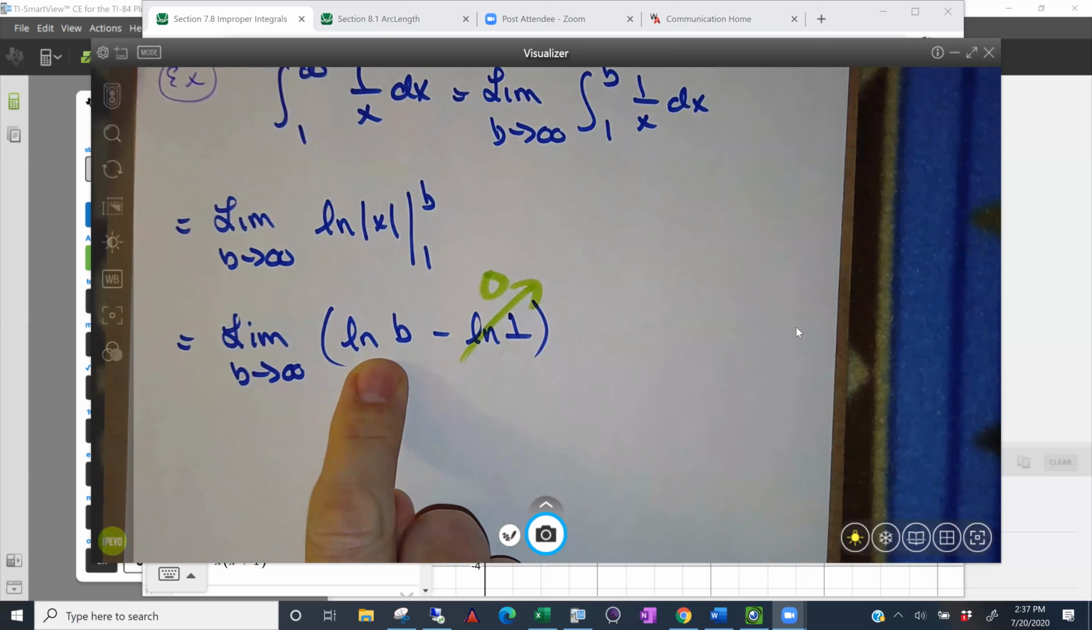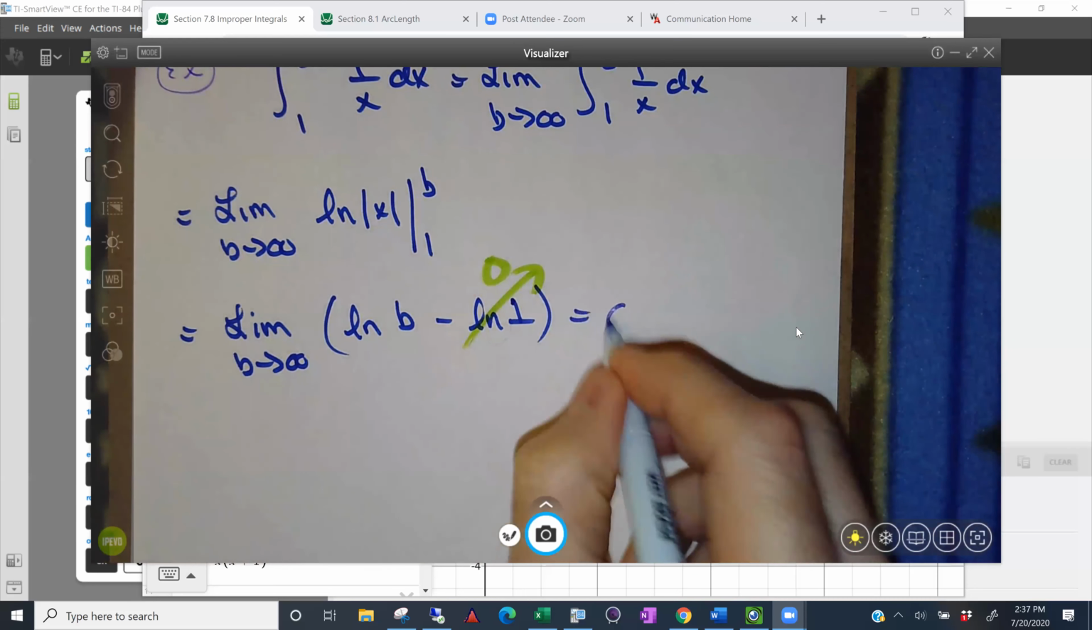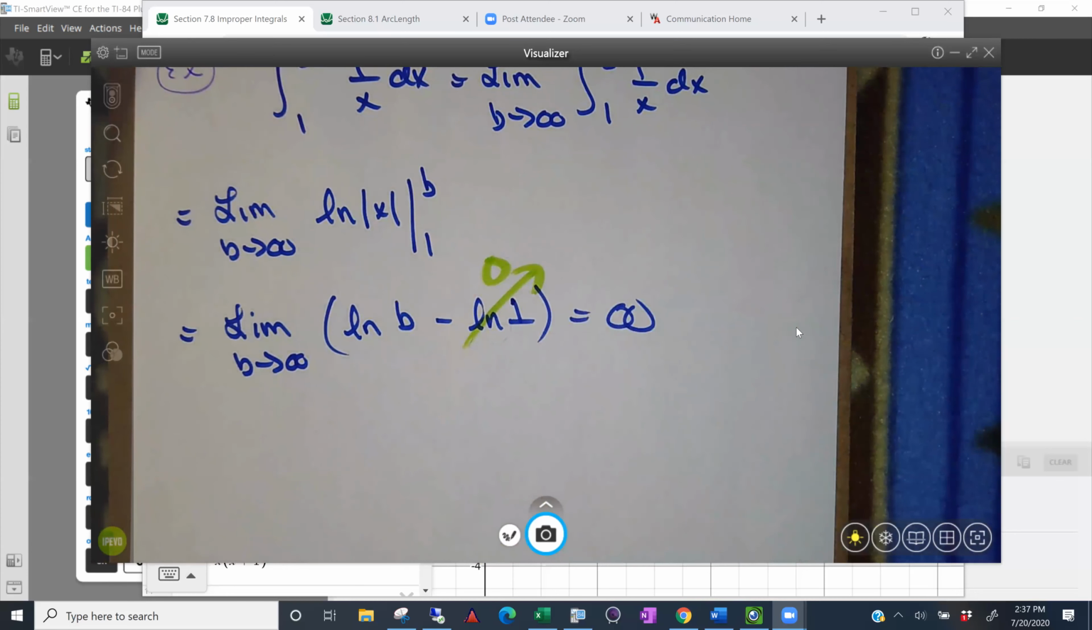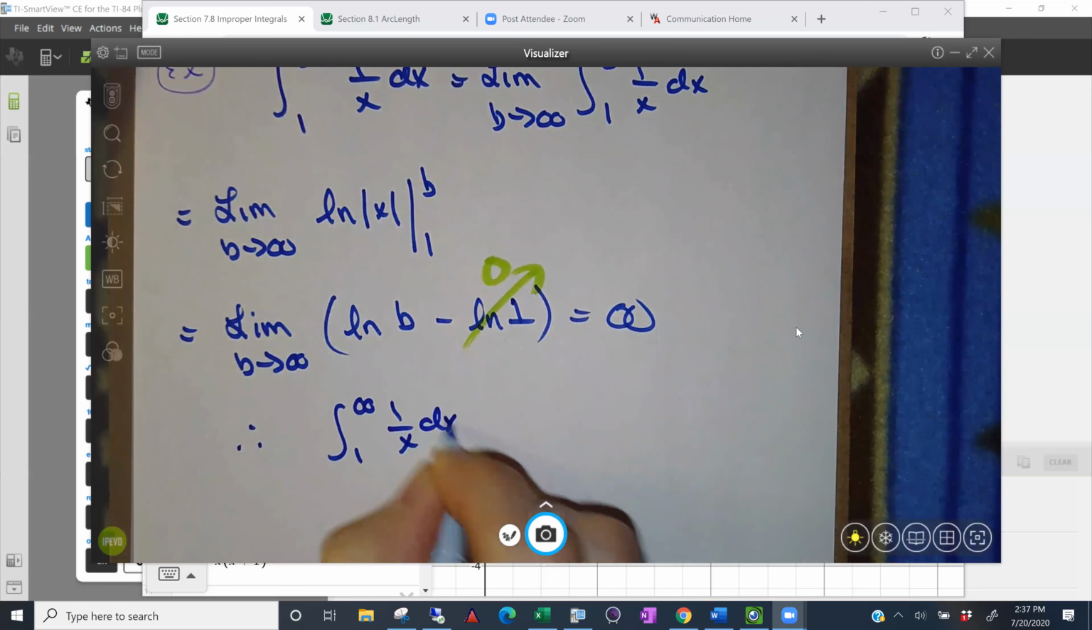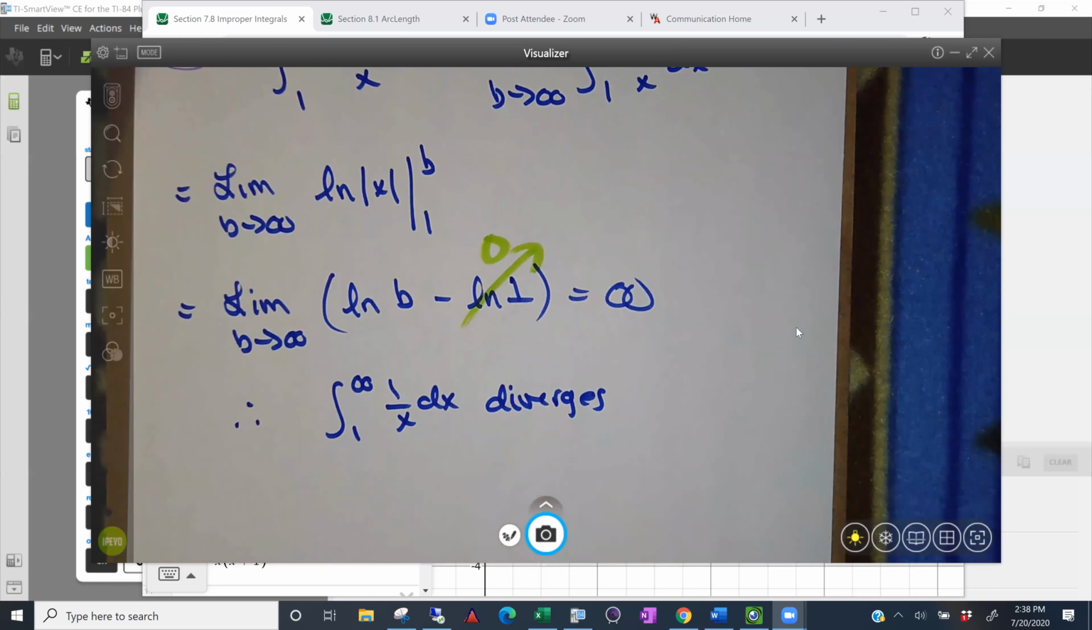Well, what's going to happen as b approaches infinity of the natural log of b? What's that limit going to go to? Infinity. You're not going to get a finite value. So, therefore, this integral, 1 to infinity, 1 over x dx, diverges. It's not finite. There's an infinite amount of area there between this curve and the x-axis. It doesn't really look like it too much, but there is.